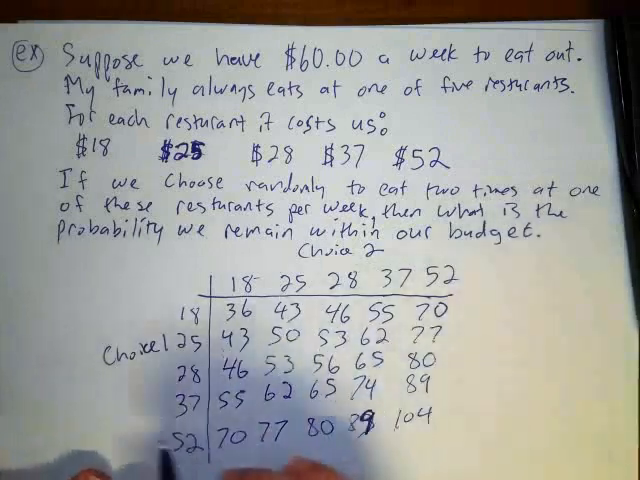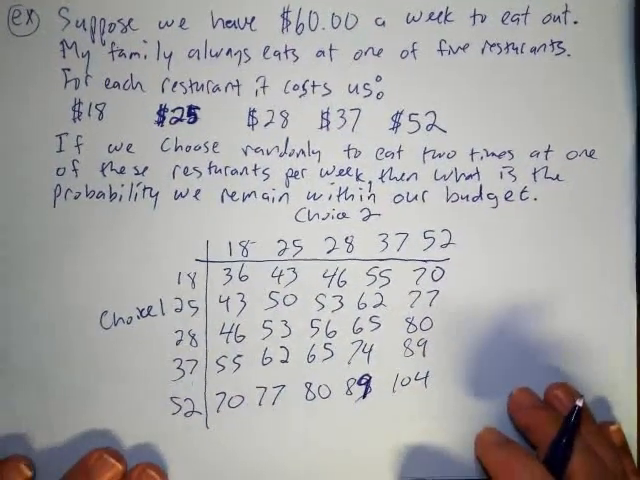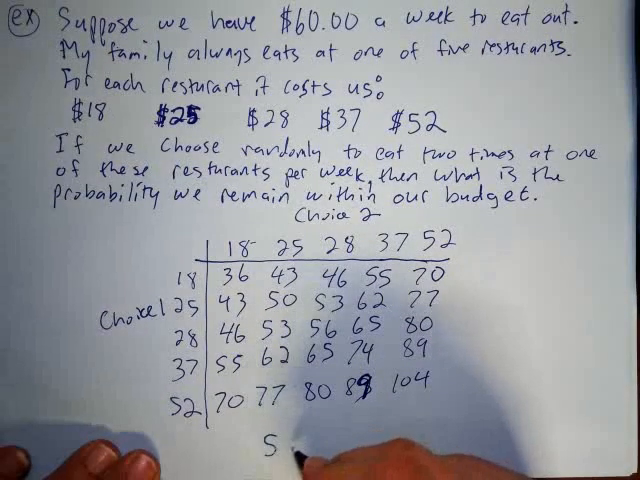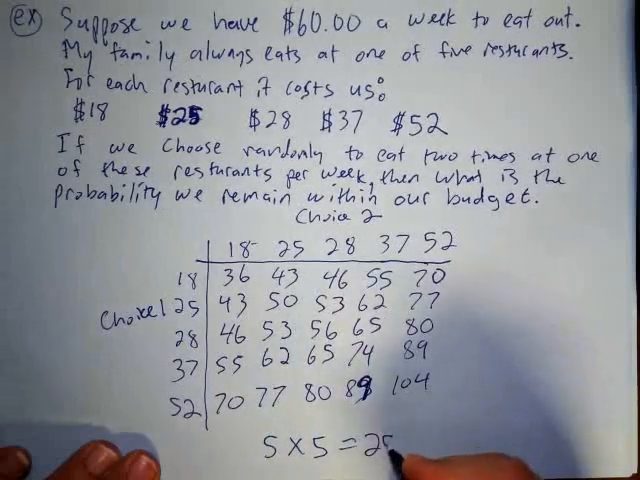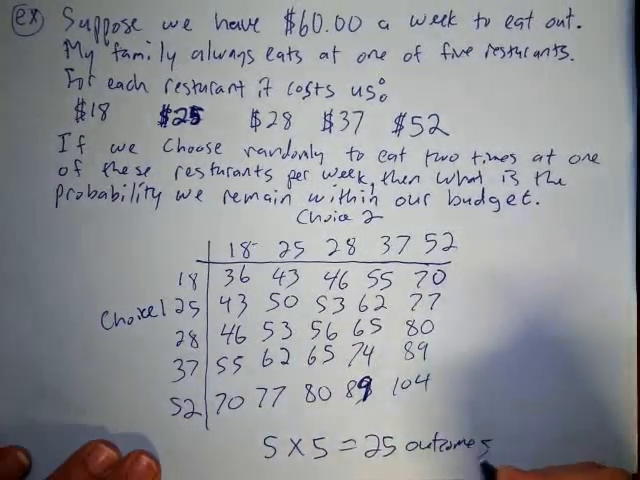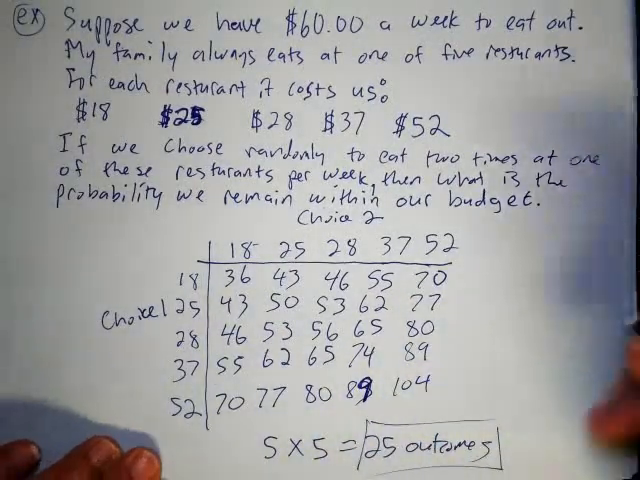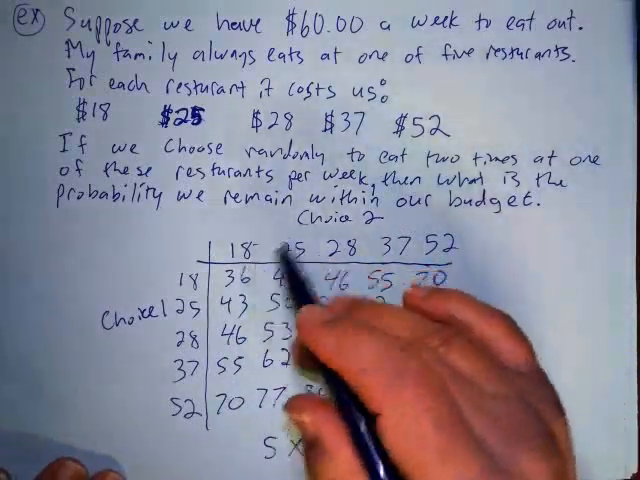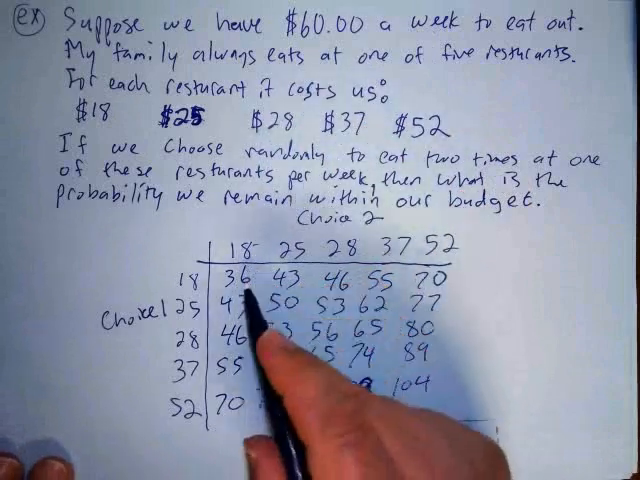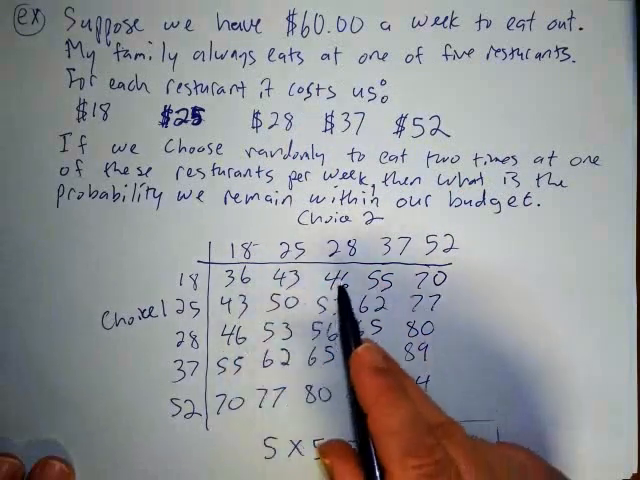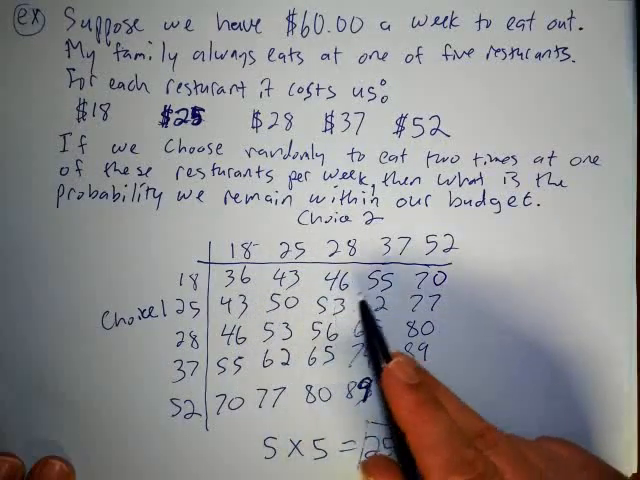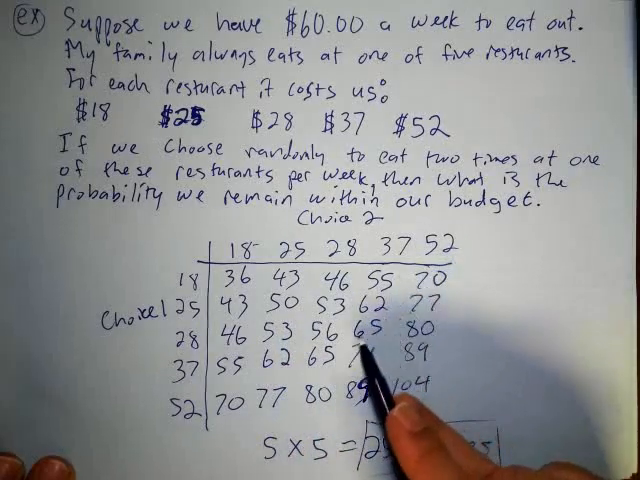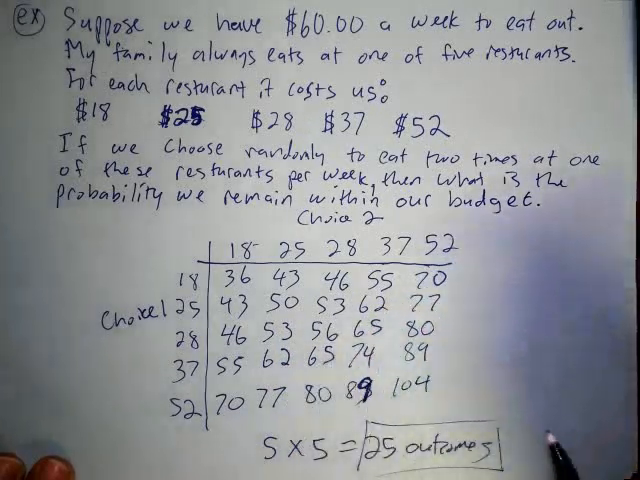Okay, and so this would be our sample space, right? This is a 5 by 5 square, so there would be 25 outcomes. And we want to know what is the probability that we're going to be able to afford this meal. So we have to count all the ones that are less than or equal to 60. So there's going to be 1, 2, 3, 4, 5, 6, 7, 8, 9, 10, 11, and I think that is it.